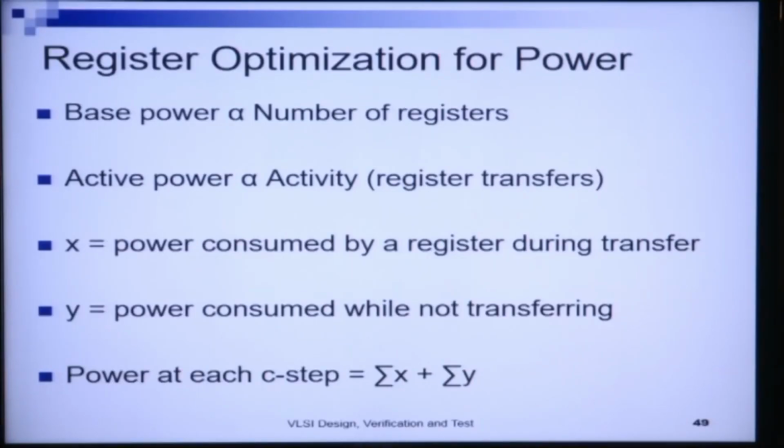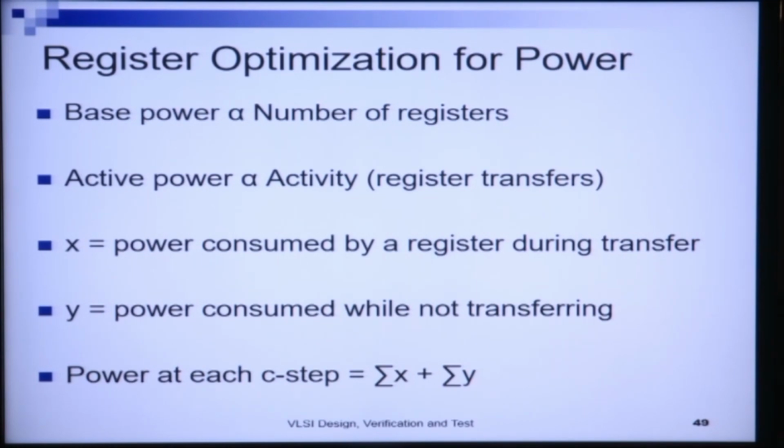And when do bit flips happen? When the data values in the registers change. So I had a variable A in a register, and then I have put a variable B in the register, and the data within the register has changed. This will cause a certain number of bit flips in the register. When there are bit flips in the register, the active power will be consumed in the register, right? So let X be the power consumed by a register during register transfer. During register transfer there are bit flips and active power is consumed. And why is the power consumed when it is not transferring?